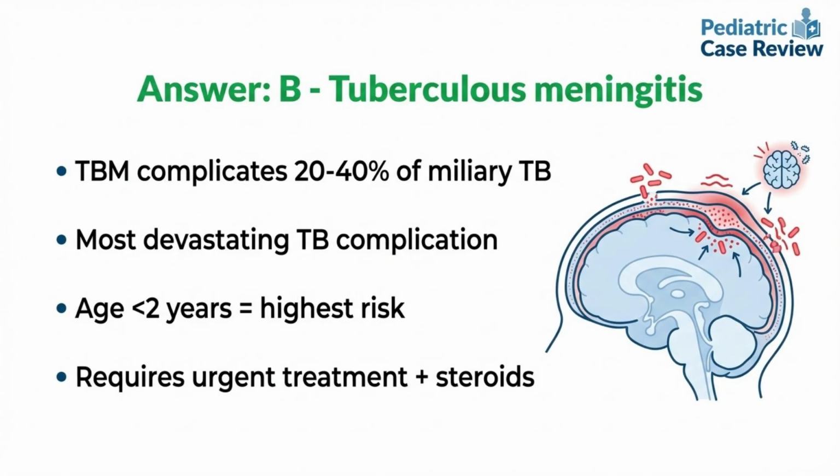Tuberculous meningitis occurs in 20 to 40% of children with miliary tuberculosis and represents the most devastating complication of tuberculosis. The clinical features include altered consciousness, meningeal signs like neck stiffness, cranial nerve palsies, and in infants, bulging fontanelle indicating increased intracranial pressure. Children under 2 years face highest risk. Tuberculous meningitis requires immediate treatment with 4-drug therapy plus corticosteroids to reduce inflammation and prevent permanent neurological damage. Even with treatment, mortality and morbidity remain unacceptably high, emphasizing the importance of early diagnosis and prevention.